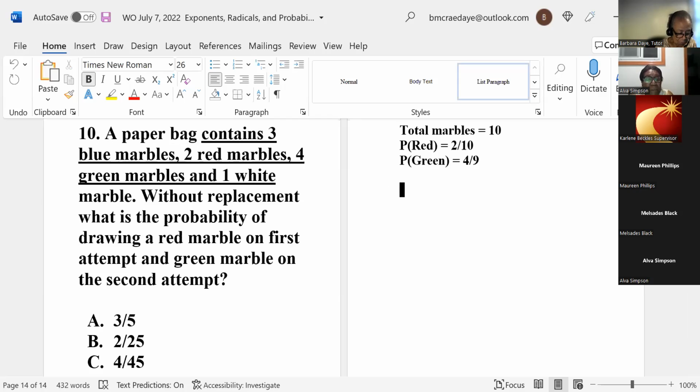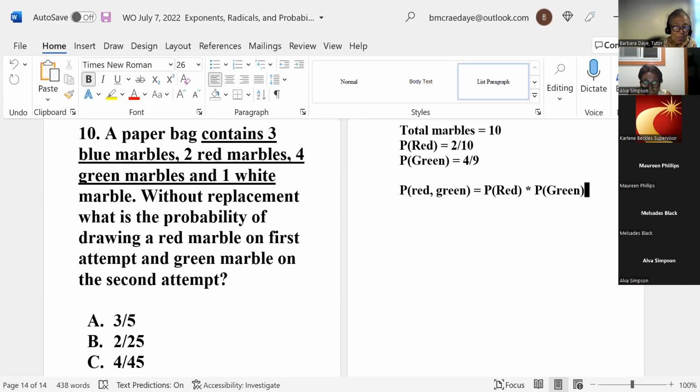What did I tell you to do? So I want the probability of red and green. Red on first attempt, green on second attempt. What would that be equal to? What did I tell you to do with the probabilities? Multiply, right? Yeah, multiply. So that would be probability of red multiplied, let me just put an asterisk, times probability of green. What's that equal to, Maureen?